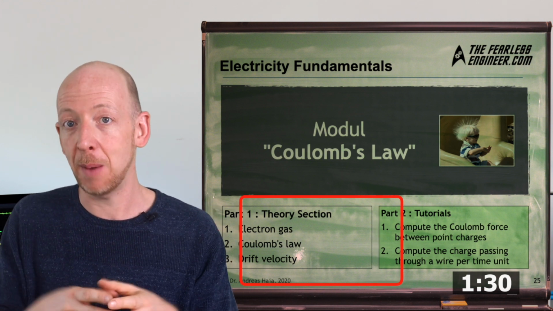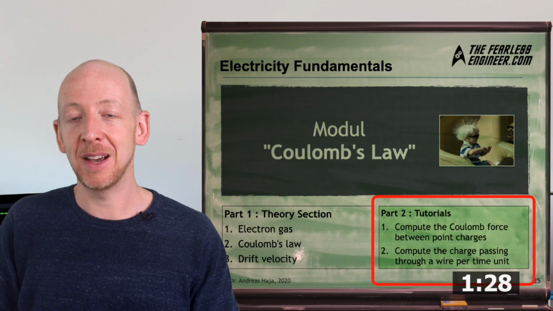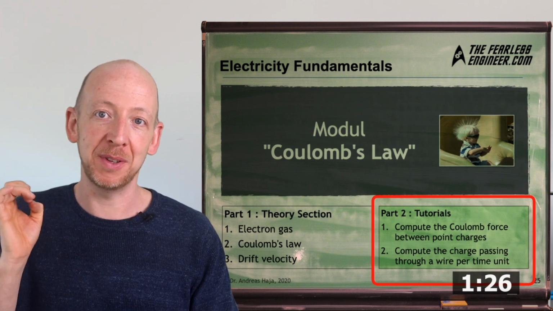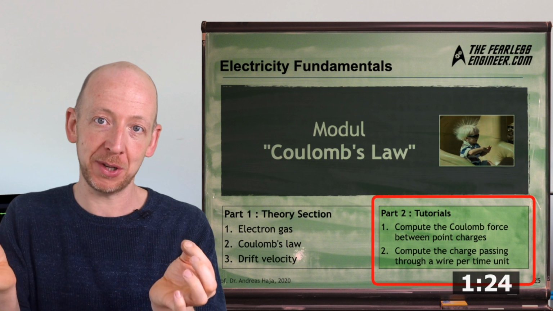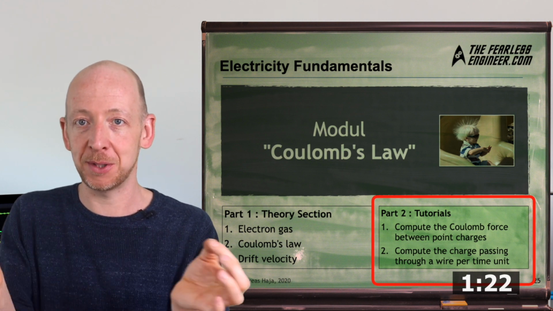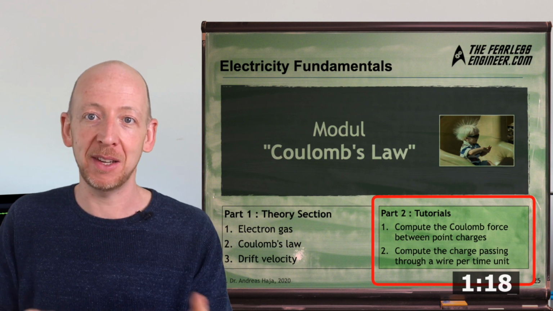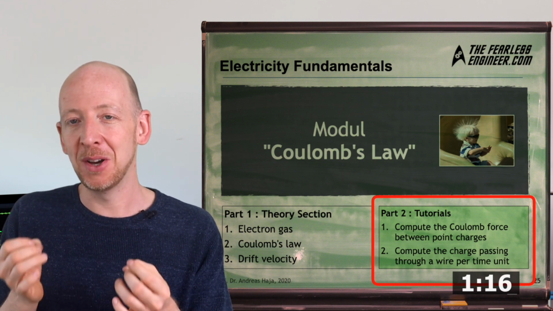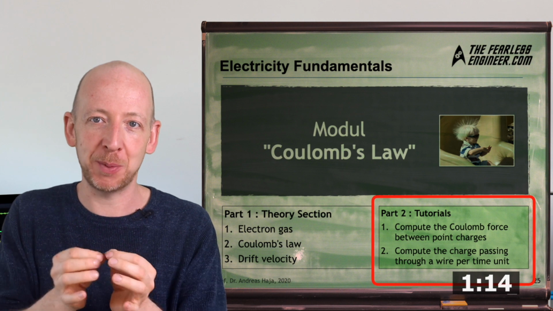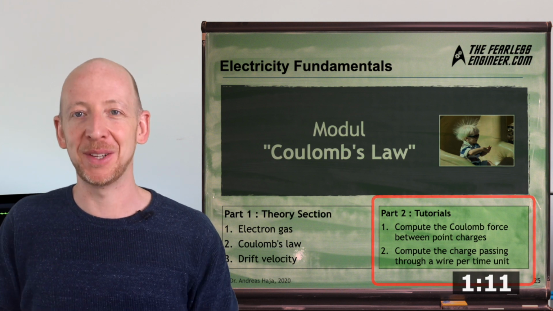And in part two, which are the upcoming videos, two in this case, we want to first compute the Coulomb force between two point charges in space. We want to know how strongly they repel or attract each other depending on the sign of the charge. And then secondly, in the second tutorial video, we want to compute the amount of charge which passes through a wire in a given time unit.